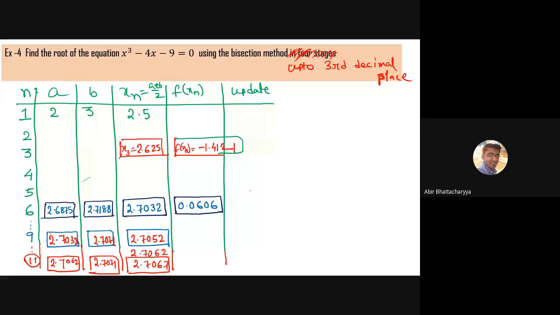7065. Yes, then you can stop at the 12th iteration. I have no space, so I'm writing over here. At the 12th iteration, you will get xn equals 2.7065, which is approximated to 2.707. And this is also 2.707. So at 11 and 12, both are 2.707, so we can stop and write the approximate root.